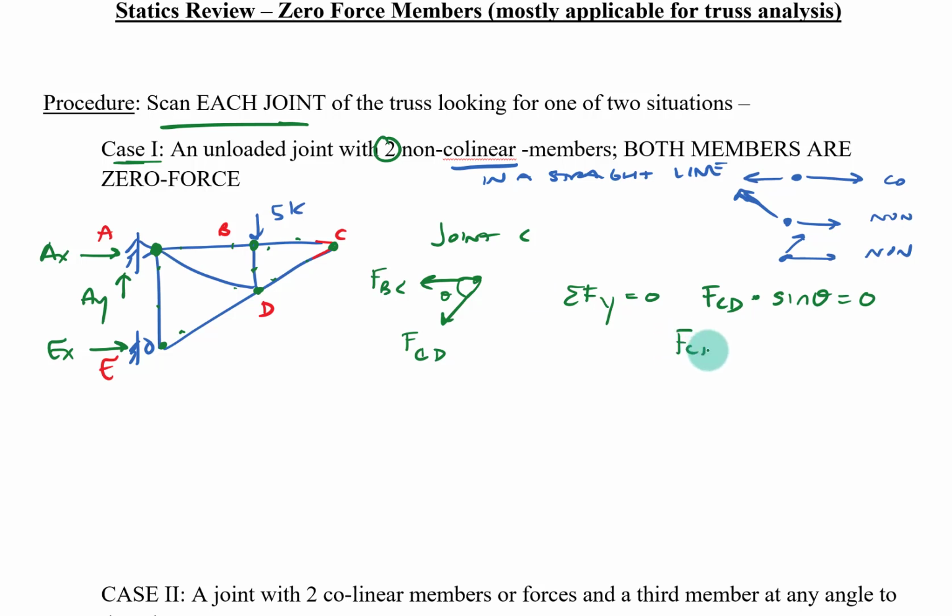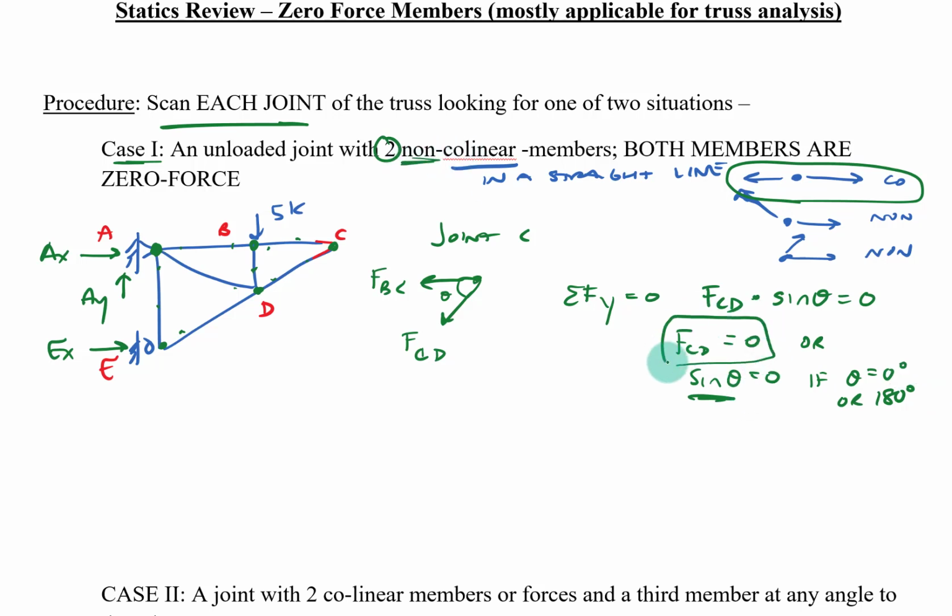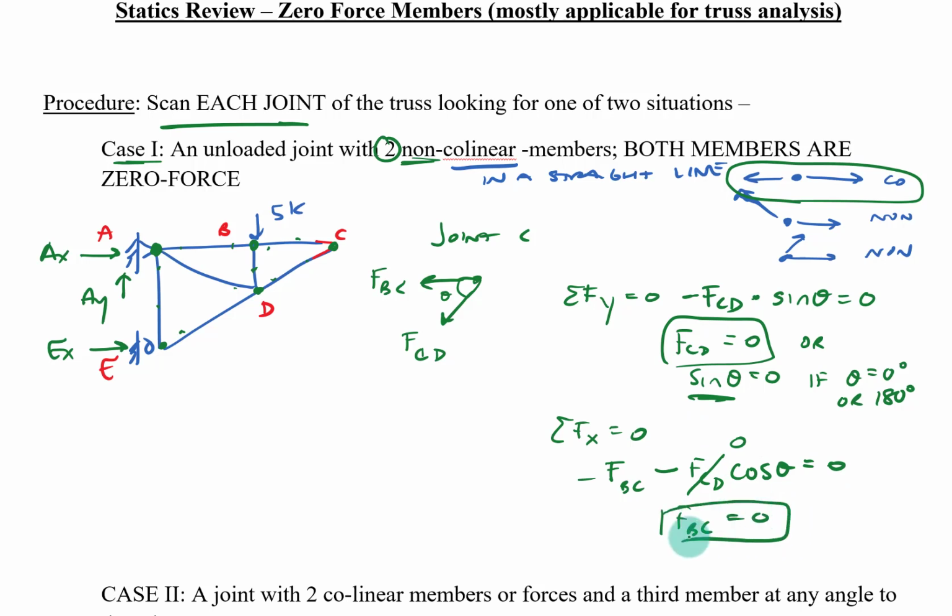So there's 2 options, either force CD equals 0 or sine theta equals 0, and this is only true if theta equals 0 degrees or 180 degrees, i.e. it is in a straight line or it's collinear. So if this isn't true, if it's non-collinear, then force CD must be 0. And if we sum our forces in the x direction, minus force BC minus force CD, should probably be negative, minus cos theta. Well, I've just said force CD is 0, so this whole term is 0, which means force BC is also 0.